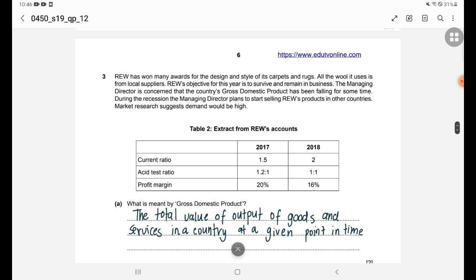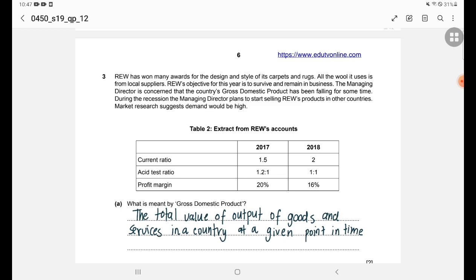Alright, so we have gotten so much information in this case study. First, we know that they get their products from a local supplier. Their objective is to survive and remain. However, they are concerned with the gross domestic product. And what else? They're planning to sell in other countries.